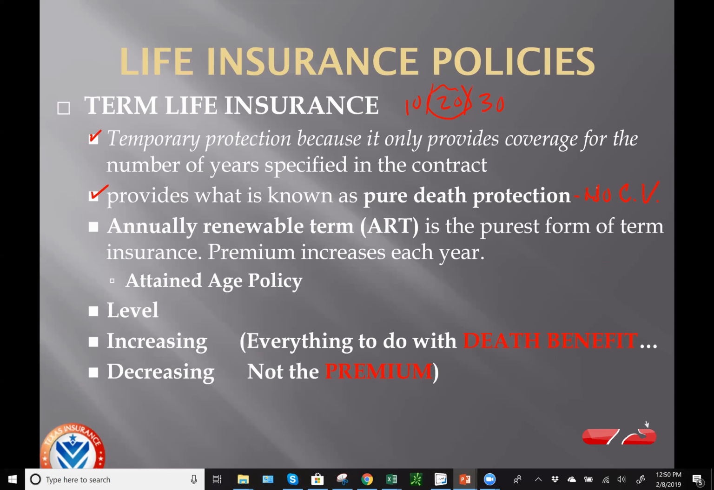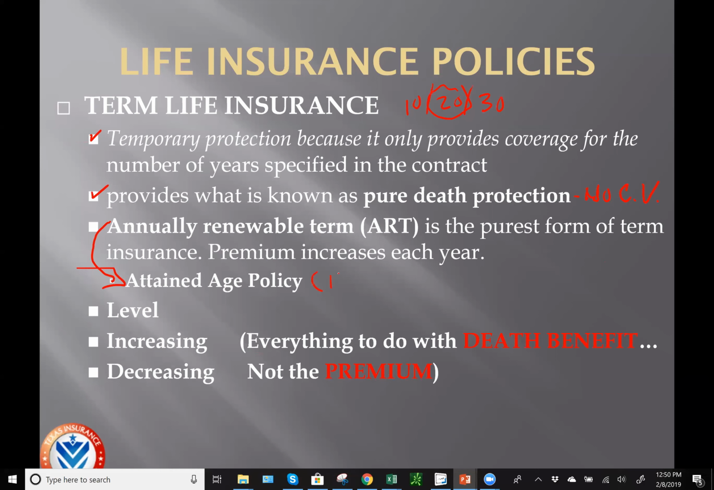All right, there's 4 different types of term insurance that we're going to talk about. First, let me go ahead and start with annually renewable term. It's also called ART. Annually renewable term is the purest form of term insurance. You prove insurability when you first take the policy out. However, every year your premium will go up because every year when you get older, you are attaining a new age. So you need to know for your test that annually renewable term is called an attained age policy.